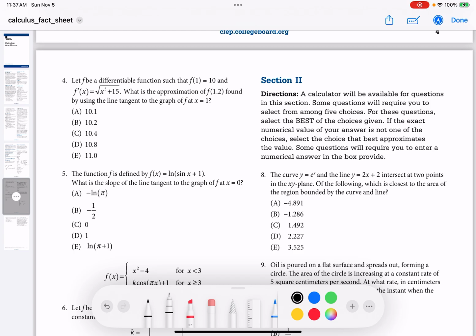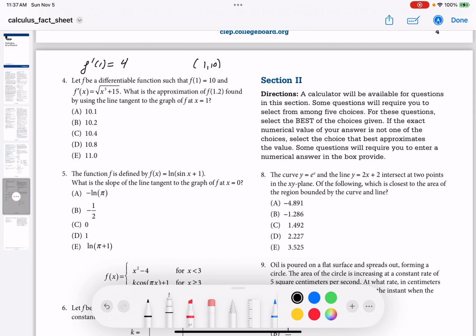It's this f, a differentiable function. Well, actually, maybe I could fit it in here. I know there's a point on the function, and the point they've given me is (1, 10). The other thing they tell me is the derivative, so I know the slope of the tangent line there. So I'm going to say f prime of 1. Well, 1 cubed is 1, 1 plus 15 is 16, and the square root of 16 is 4.